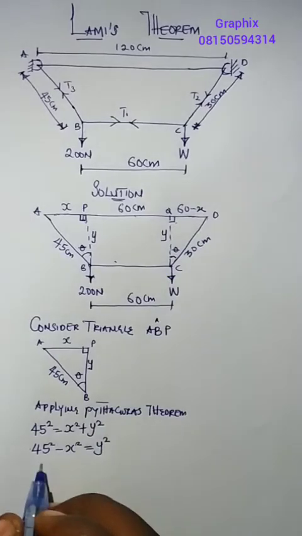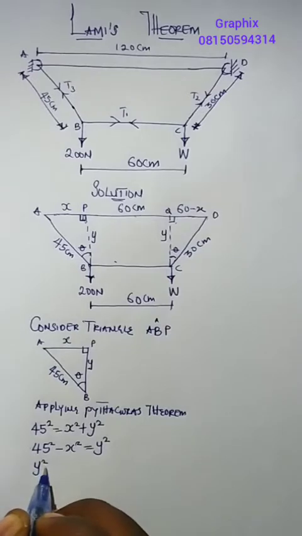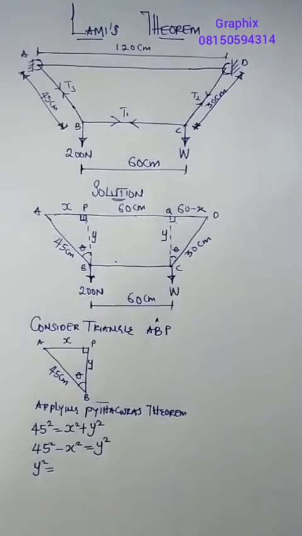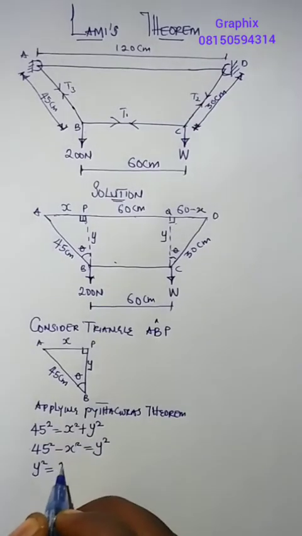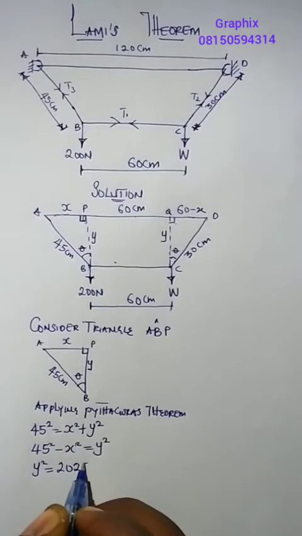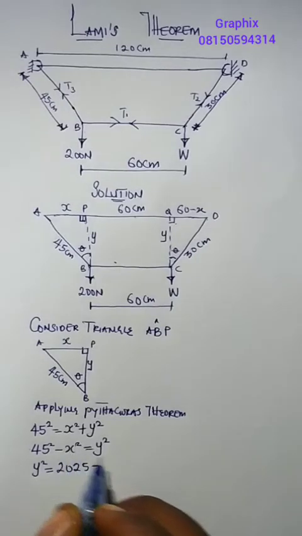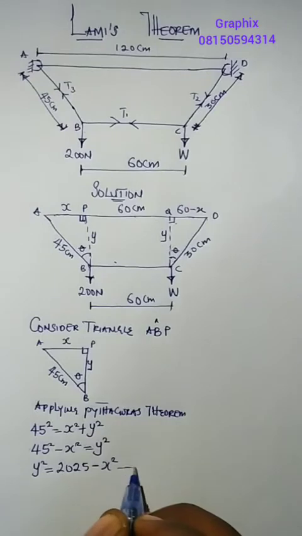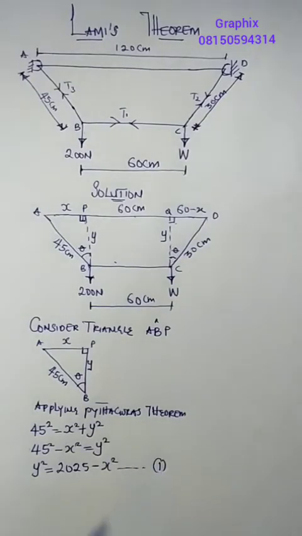So I can rewrite it by saying y squared is equals to 45 squared. What is 45 squared? 45 squared is giving us 2025. 2025 minus what? X squared, right? So I'll call this equation 1.